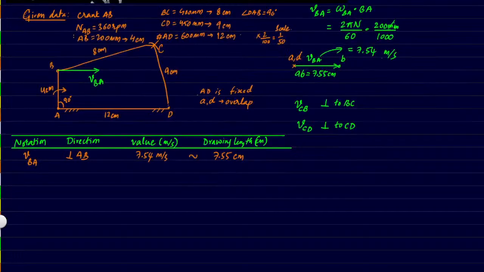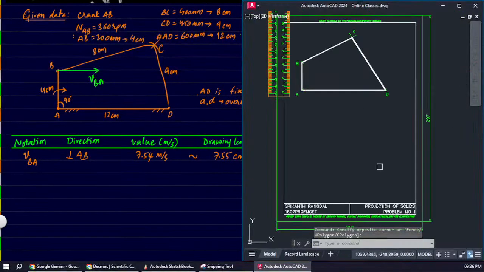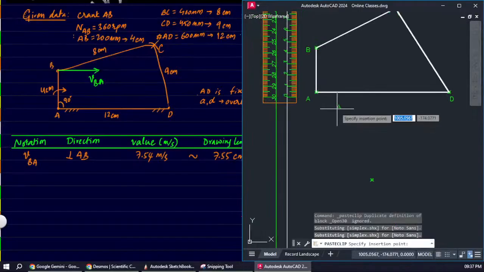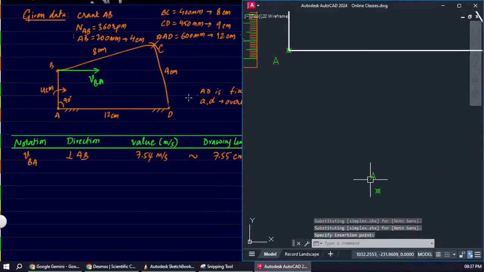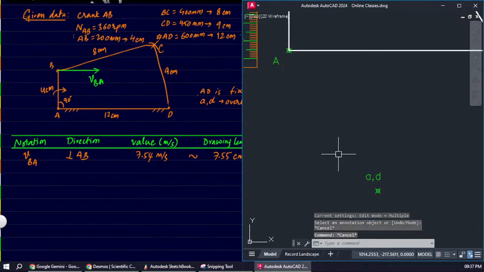So let's come back to our drawing sheet, and below here, let us start drawing the diagram. The starting point, let us take it somewhere in the center. And as I told, both the points A and D are stationary. So both of them will come here itself. So A as well as D, both will come at this point. Now from A and D, we need to draw the velocity on the right side.